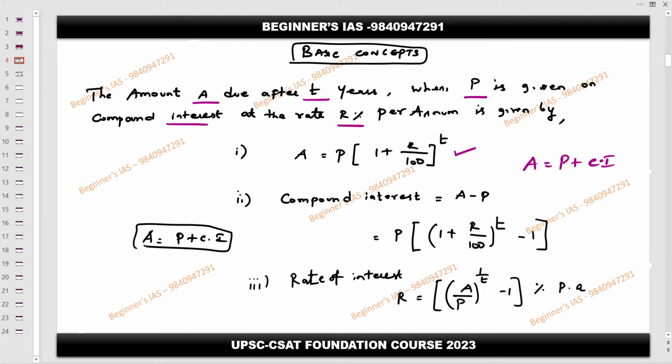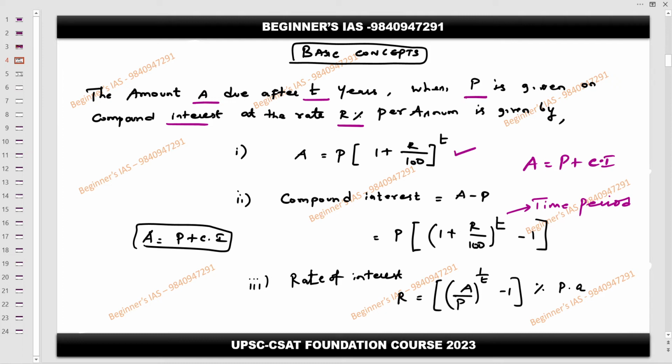Some books or some teachers will mention N instead of T, that is also correct. Here T denotes the number of time periods, or else simply you can take it as the time period.